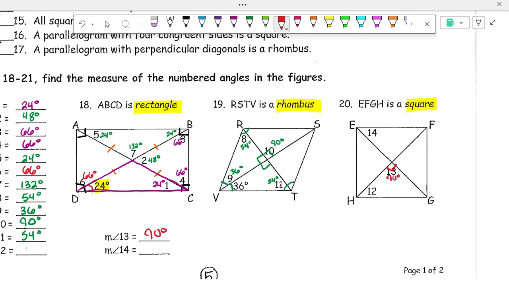Now, since a square has the same properties as a rhombus and a rectangle, that means that the diagonals are all congruent and the angles bisect each other. And since the angles are congruent, they should be the exact same bisection.